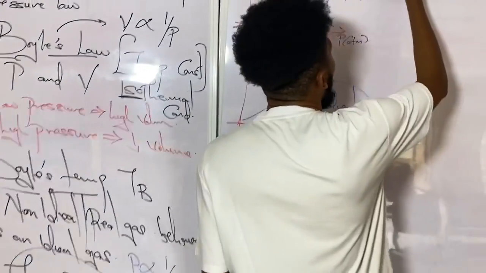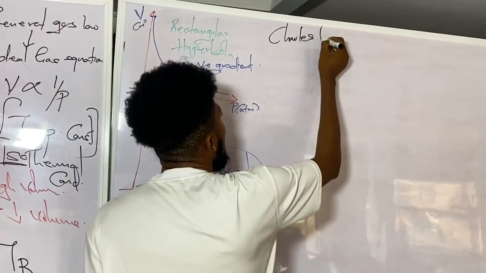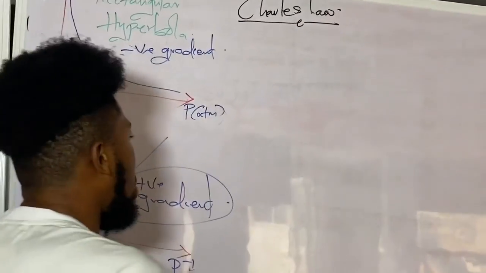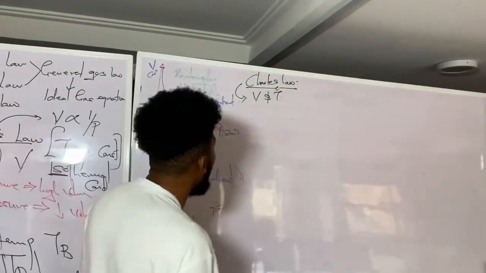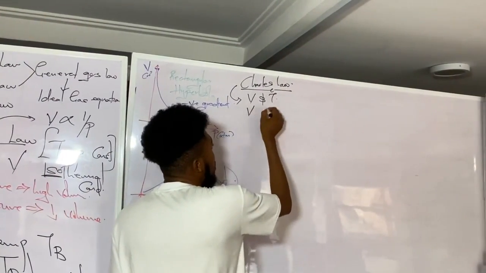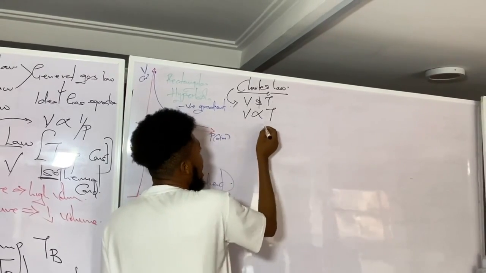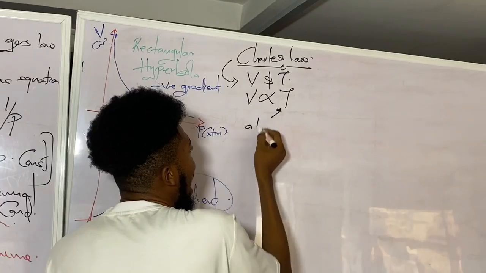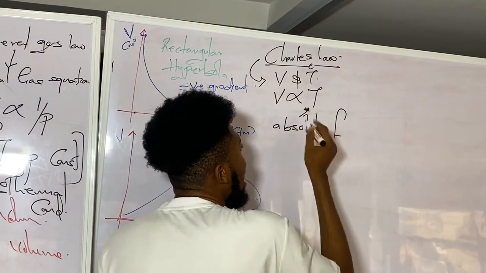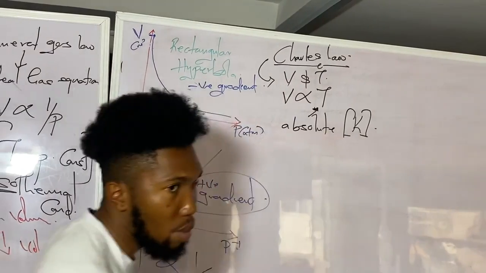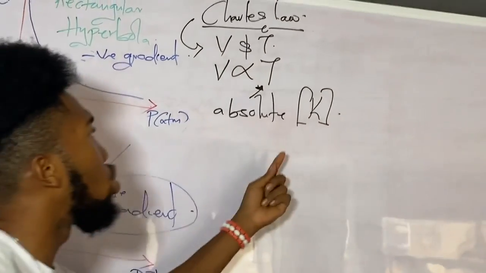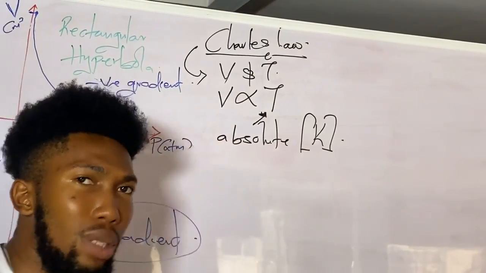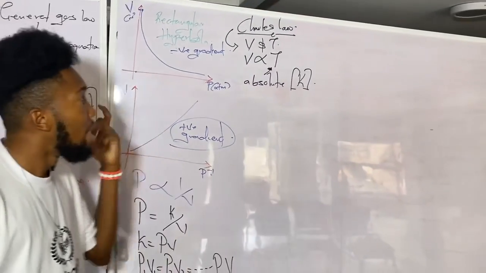Let's look at Charles' law. Charles' law shows us the relationship between the volume and the temperature. In this case, it is the pressure that is kept constant. Charles' law says that the volume of a fixed mass of gas is directly proportional to the absolute temperature. The keyword there is that this temperature is absolute, which means it is measured in Kelvin. So whenever you are solving any question that has to do with ideal gas, you should always take note that you do not work with temperature in degrees Celsius. You work with temperature in Kelvin, because we work with absolute temperature.